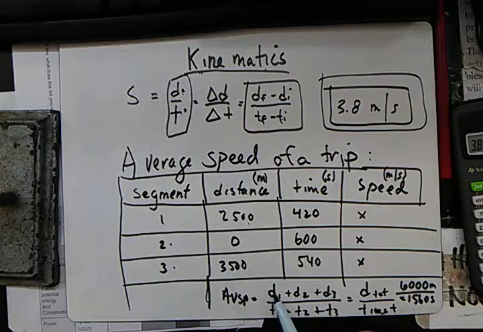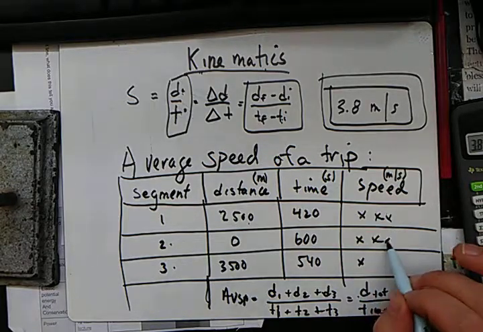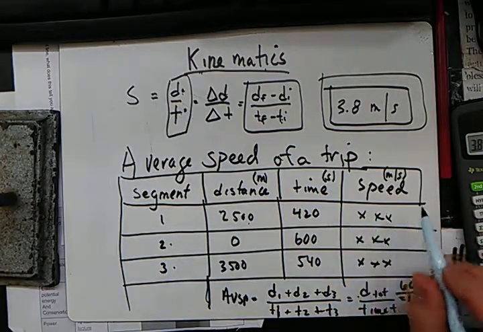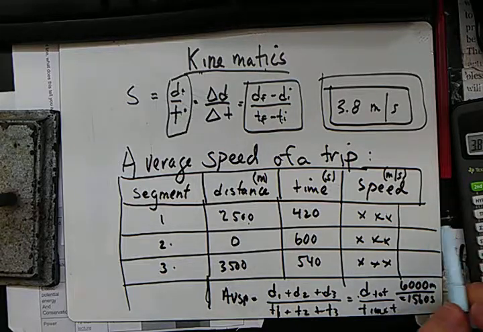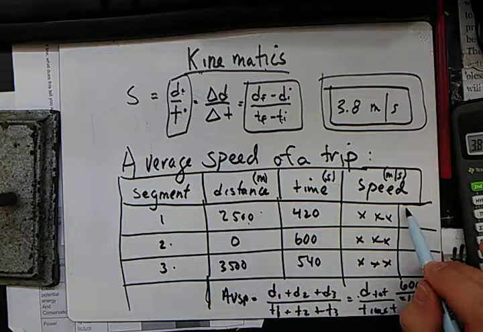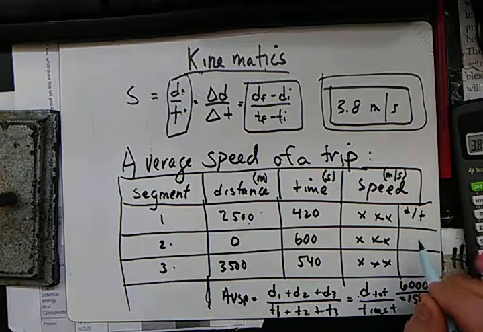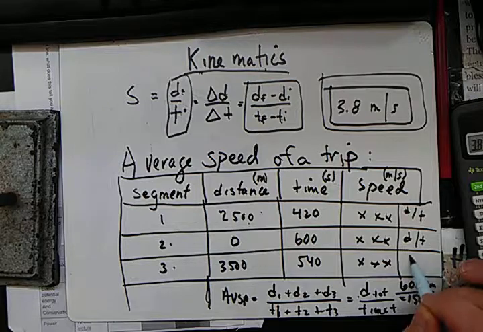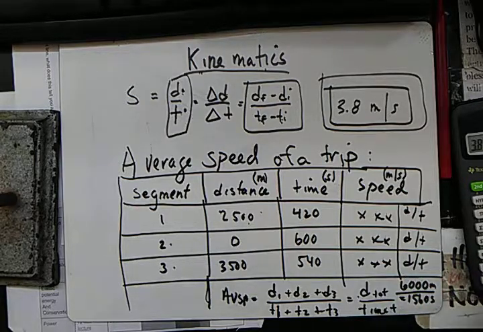So the average is distance 1, distance 2, distance 3 over time 1, time 2, and time 3, otherwise known as distance total over the time total. Nowhere do you have to calculate the speed of each segment unless you're asked to find the speed of segment 1, which you can take as d over t. So that'll be how you calculate the average speed of a trip.